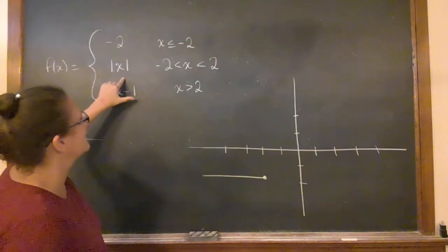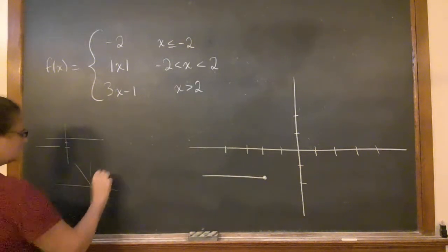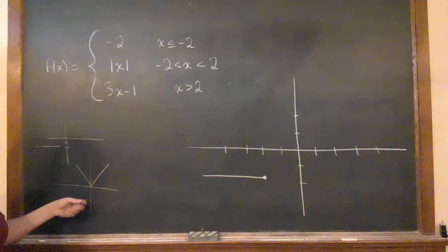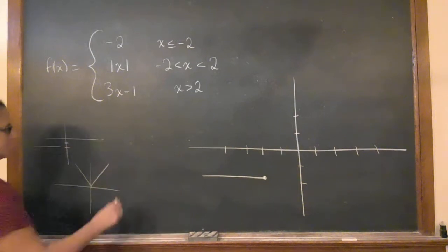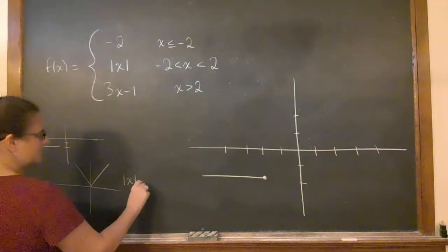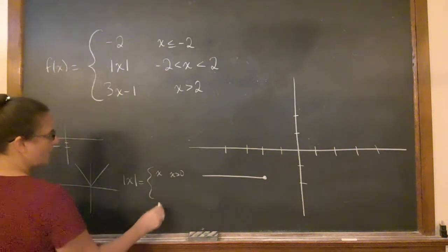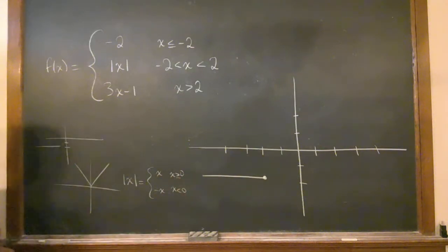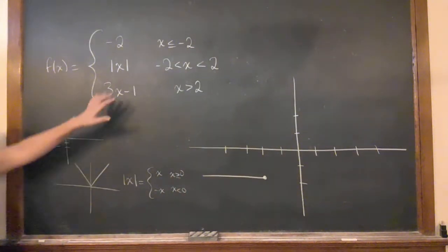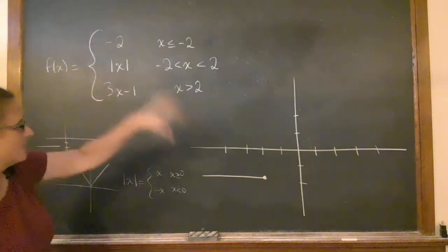Now this next part of the definition is absolute value of x. Absolute value of x, of course, graphically it looks like this, but absolute value of x is itself a piecewise defined function because absolute value of x means x when x is positive and negative x when x is negative. And of course it's 0 at 0, right?